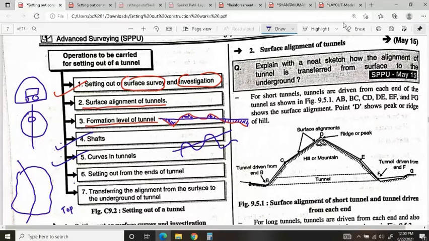Setting out from end of the tunnel. Okay, transferring the alignment from the surface to the underground. Here you can see we are doing the survey from the surface, above the hill, then we will transfer it to the ground. Yeah, this is important. Maximum time they will ask in the examinations. So from MCQ's point of view, just remember the operations to be carried out for setting out of the tunnels.